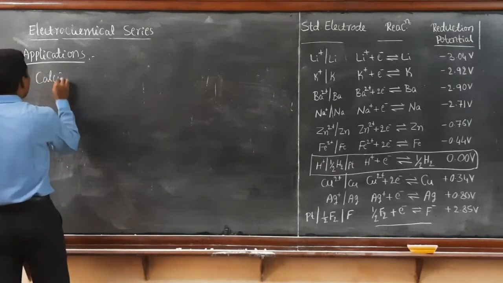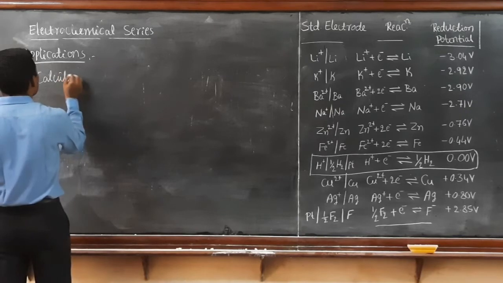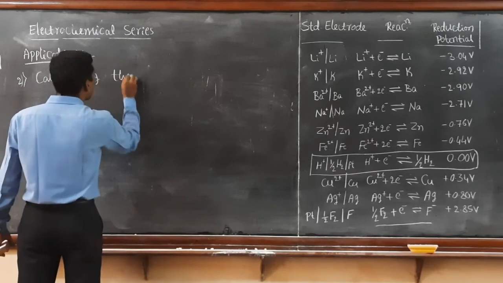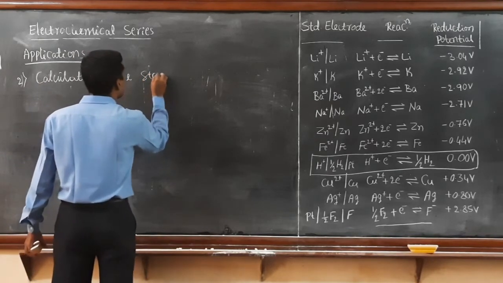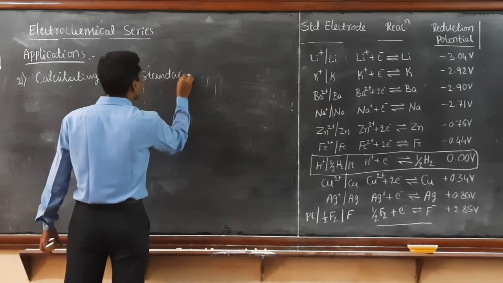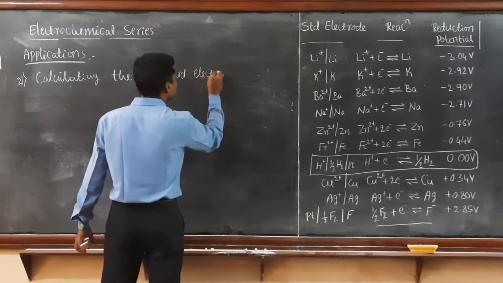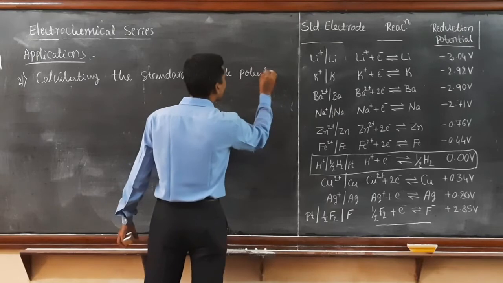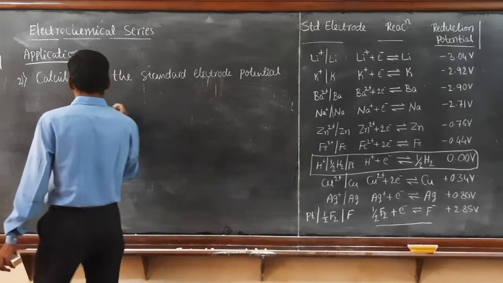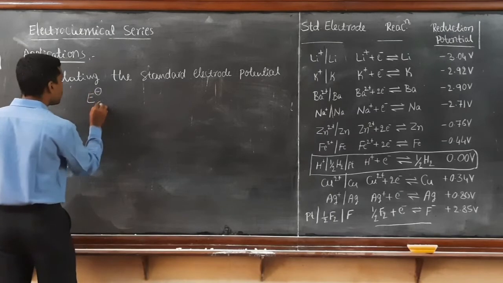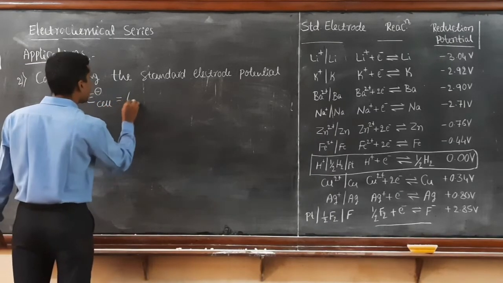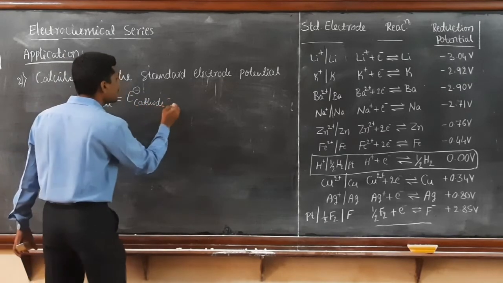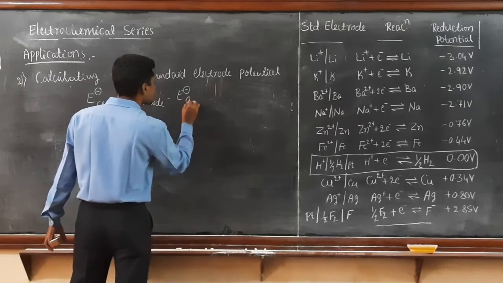calculating the EMF of a cell, that is, calculating the standard electrode potential. So already you know the formula. EMF of a cell is equal to EMF of the cathode minus EMF of the anode in this case.